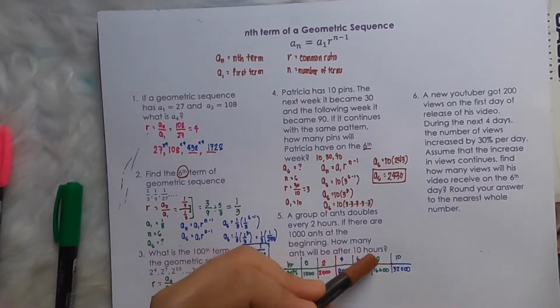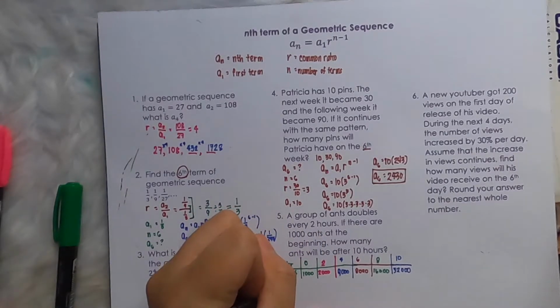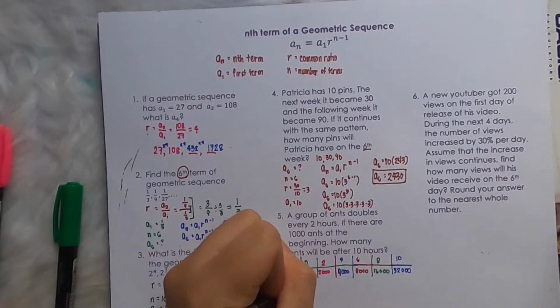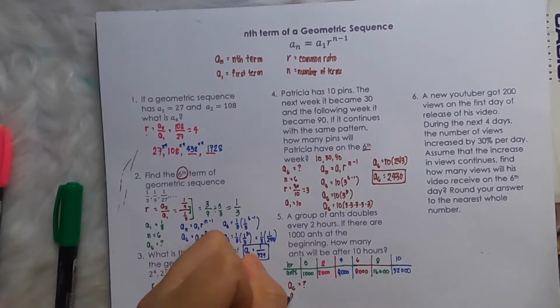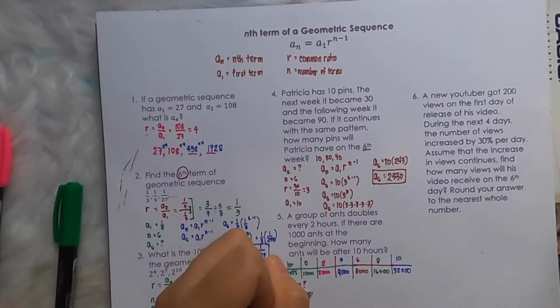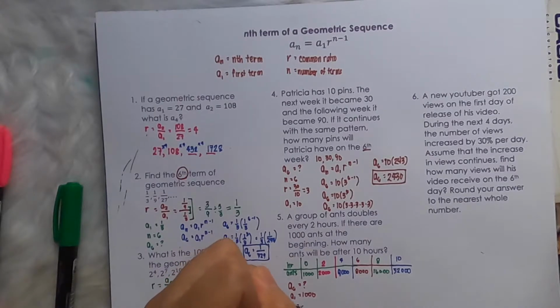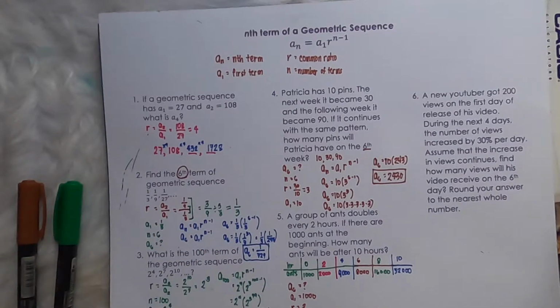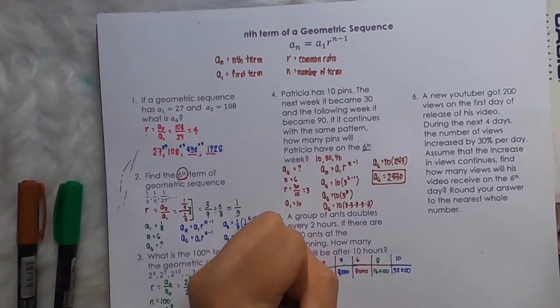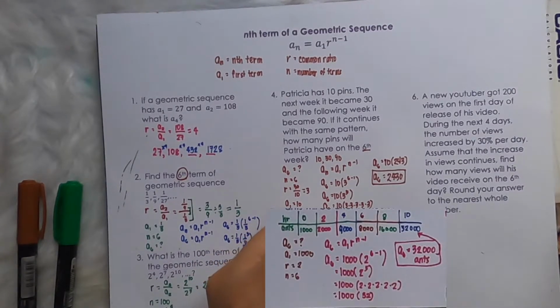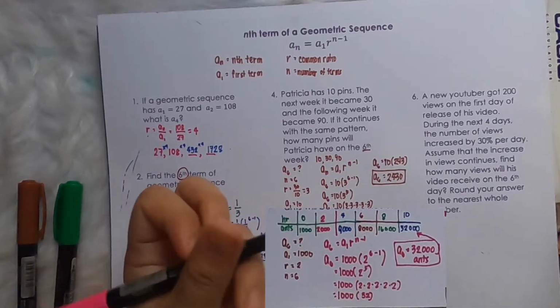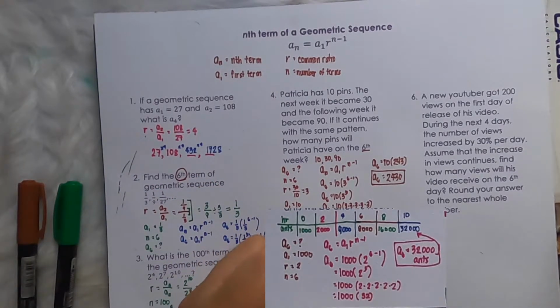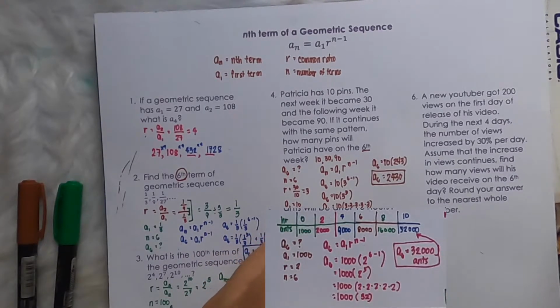Ngayon, let's use a formula. Una po, count natin kung ilang terms. There are 6 terms. So, hindi po siya a sub 5, instead a sub 6. Sunod po, a sub 1 is 1,000. Our r, nagdo-double, so 2. And n, which is 6. Our formula, a sub 6 equals a sub 1 times r raised to n minus 1. Substitute, a sub 6 equals 1,000 times 2 raised to 6 minus 1.